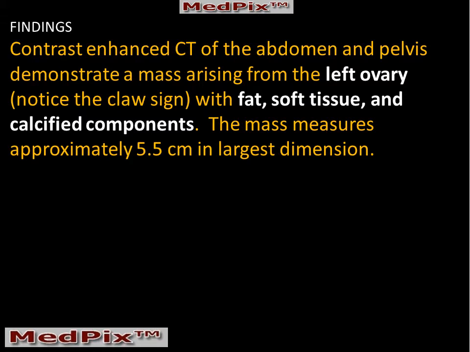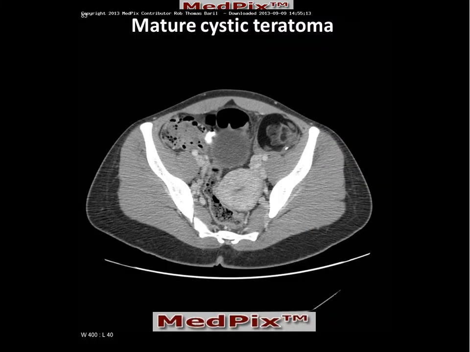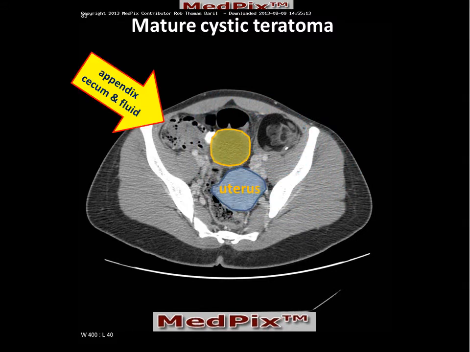Well, the lesion is in association with the left ovary, and it contains a mixture of fat, soft tissue attenuation, and calcified components, a true triple threat lesion. Again, this is a patient who has appendicitis in the right lower quadrant and an ovarian mass in the left lower quadrant. If we look carefully at the mass, we can see the different components.